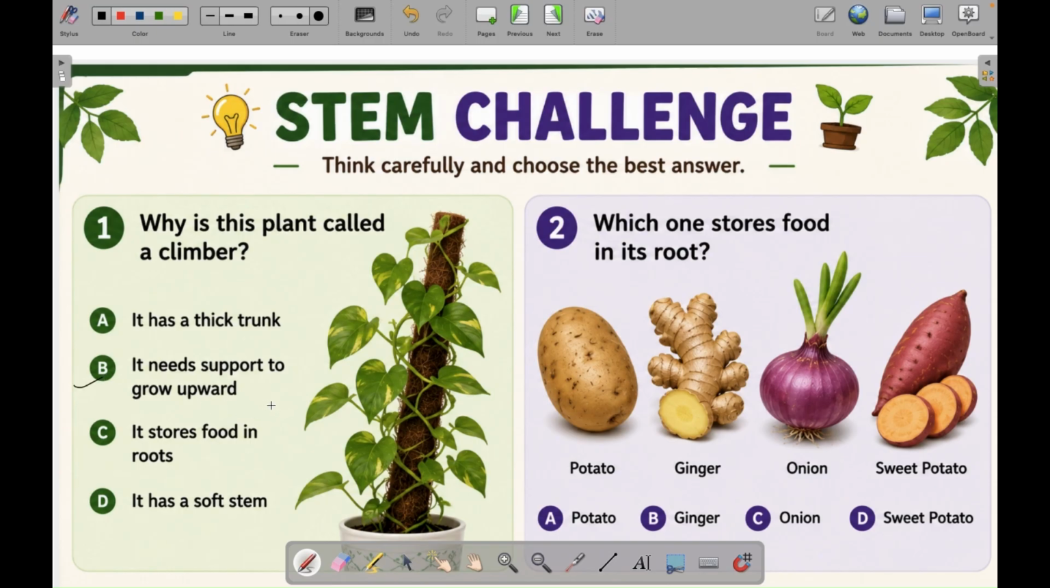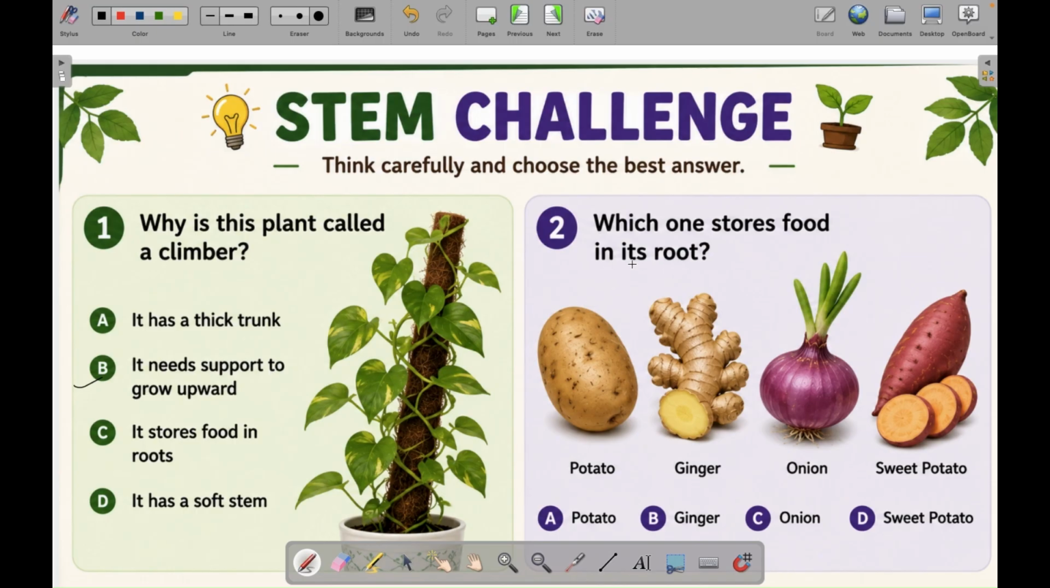Creeper needs support to creep, right? So it actually does not need support, but it is taking support from the ground and it creeps over the ground. It stores food in roots? It does not store food in root. It has a soft stem? So soft stem is a property of herbs. So they have weak stems and not soft stems.